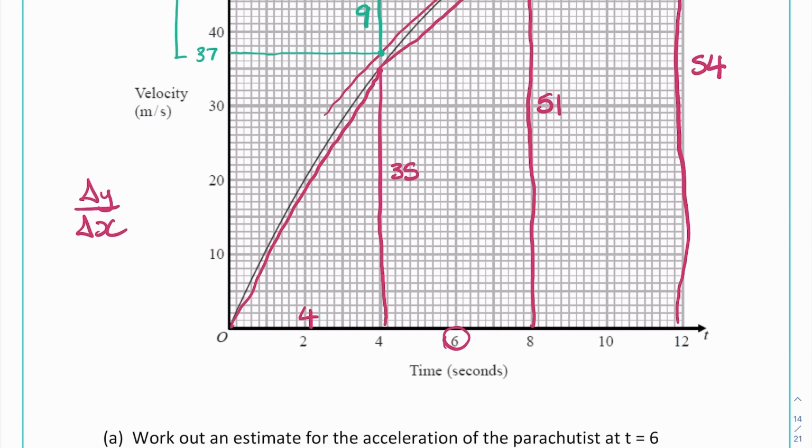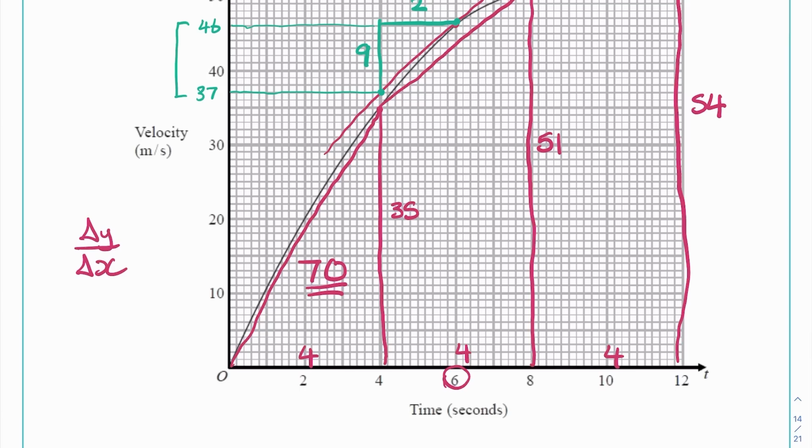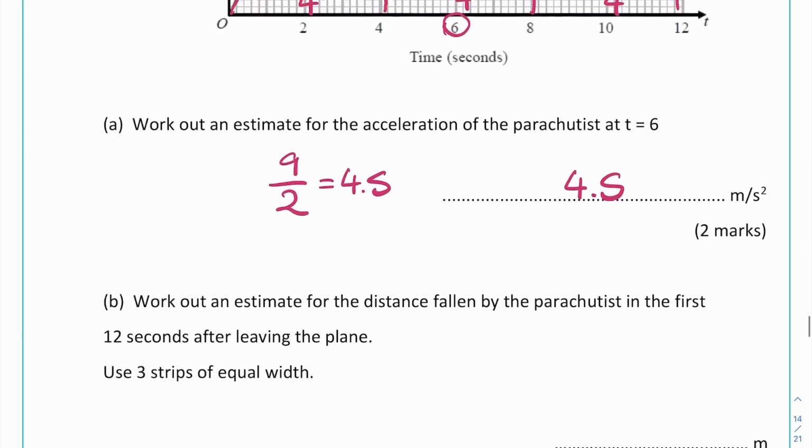They all have a base of 4. So working out those areas, a triangle is base times height divided by 2. So 2 times 35 would be 70, and that's our area of the triangle. And for a trapezium, you have to add together the parallel sides, so 35 plus 51, divide that by 2, and times it by the distance between them, so times by 4. That'd be 172.